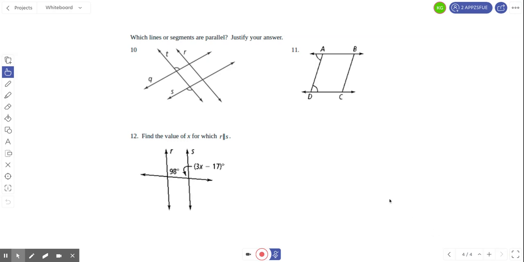So now we're using [the theorems to decide] which lines or segments are parallel, justify your answer. So we have to have some reasons for our answers. In section 3.3, we went over several properties or theorems that will be useful. So make sure you've looked carefully through section 3.3 and written down those theorems.